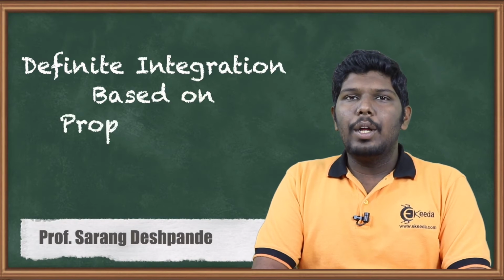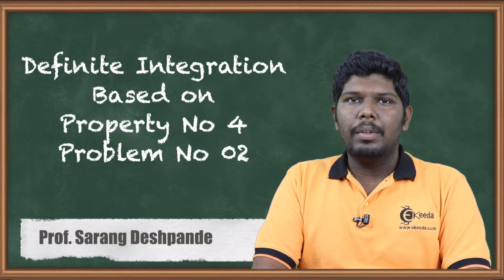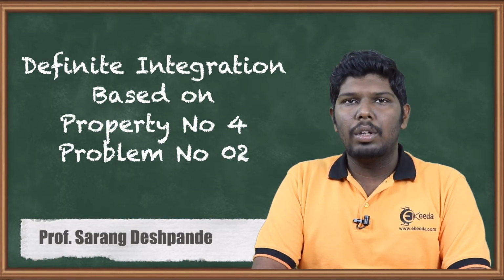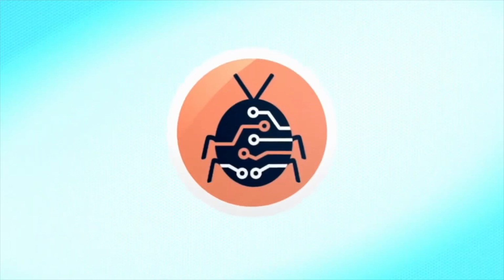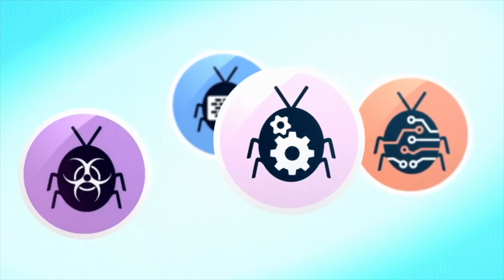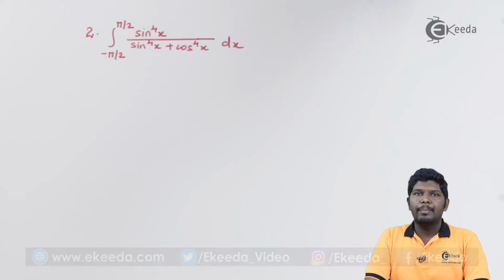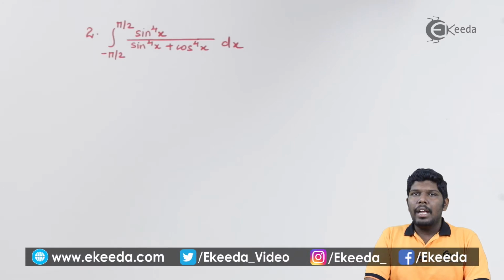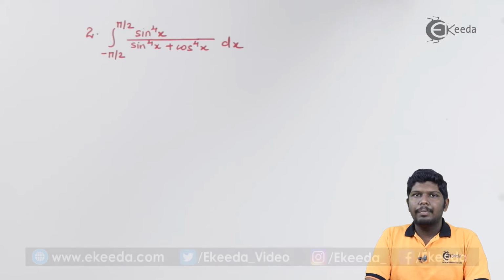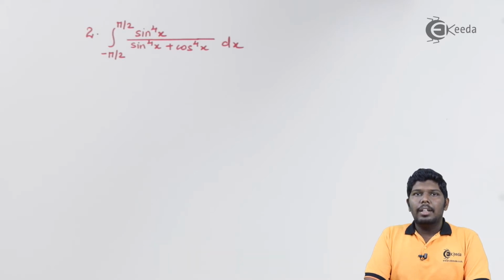Hello friends, in this video we are going to see another problem which is based on property number 4 of definite integral. In this problem, whenever we have limits in the form of minus a to a, we must check whether it is an even function or an odd function. In the given problem, you can see the limits are minus pi by 2 to plus pi by 2.